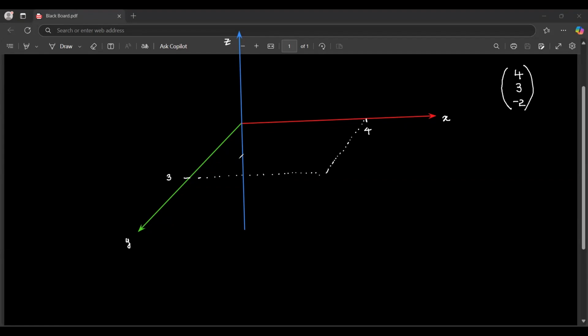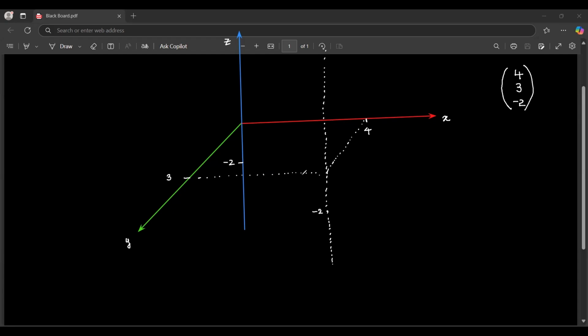And then we have -2 in the z-axis. So I can say it should come somewhere here like this. Yeah, but it's going downwards. I don't know how I can show that. So I'll just put -2 here, if you don't mind. So it should come in this specific line. In the z-axis, it should come in this specific line. And we know -2 is somewhere here.